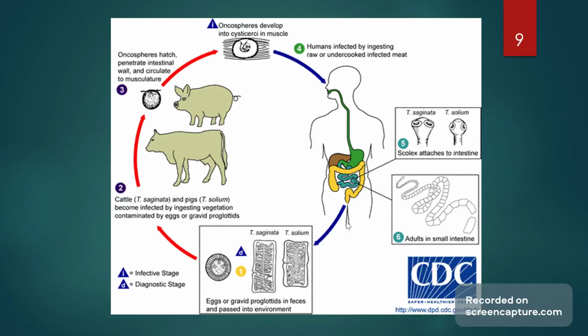Human infection stage, which is known as taeniasis. Humans become infected by consuming undercooked pork containing cysticerci. Cysticerci in ingested pork attach to the human small intestine and the life cycle continues.